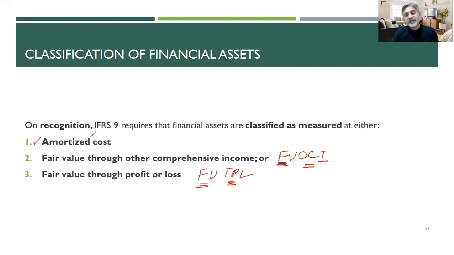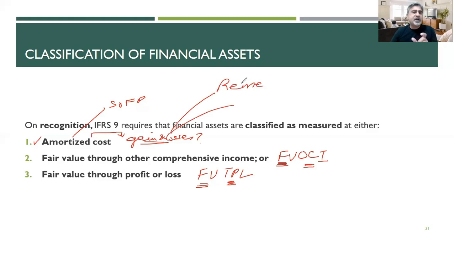And I told you in the last session that in amortized cost, this is the valuation. This goes to SOFP. And I asked a question: if there are any gains and losses, where do they go? Generally, under normal situations, there are no gains and losses in amortized cost. Gains and losses will happen only when you do a remeasurement because of some changes in the discount rates.